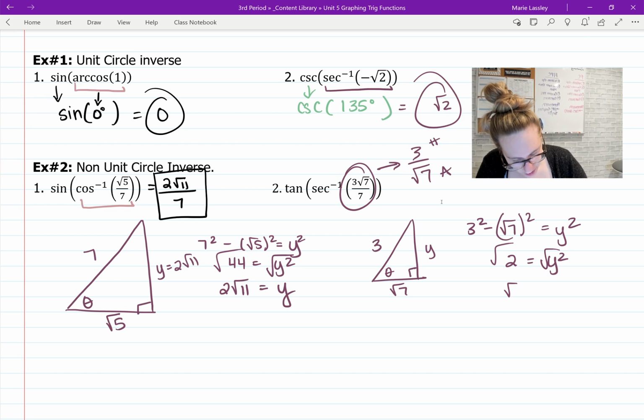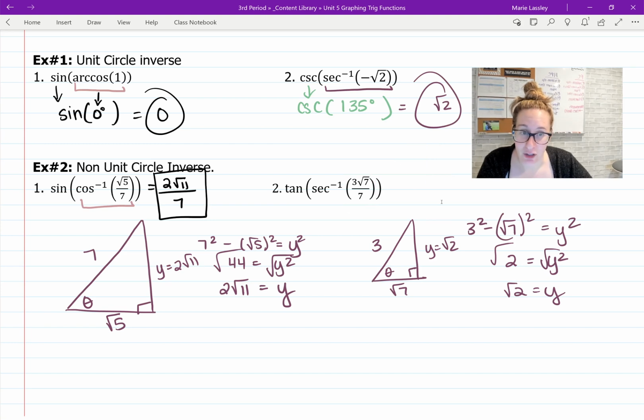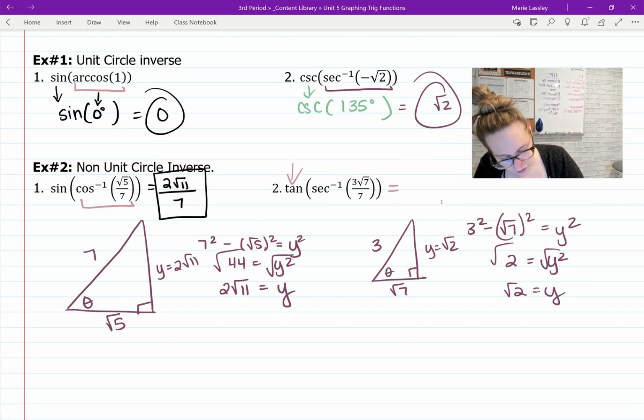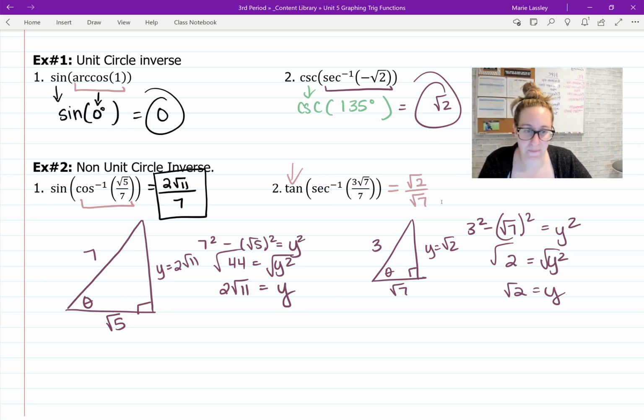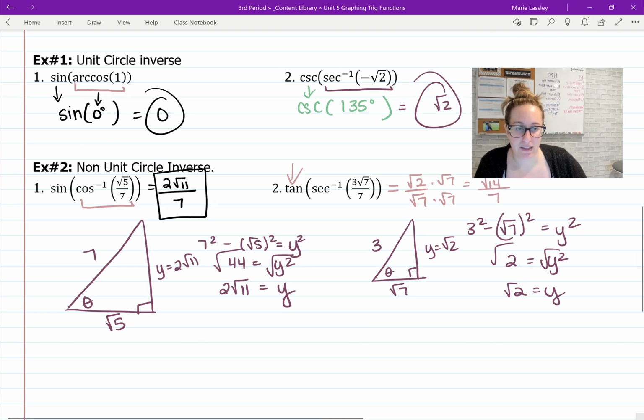Now we're going to find the tangent of this triangle. Tangent is opposite over adjacent. So we have square root of 2 over square root of 7. Now we're going to rationalize our denominator, multiply top and bottom by square root of 7, and you get square root of 14 over 7. And that cannot be simplified any further, so that is our final answer.